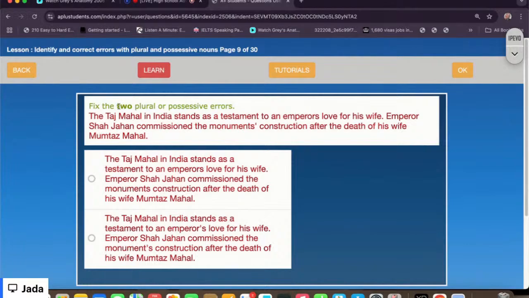Okay, so we're fixing the two plural or possessive errors here. The Taj Mahal in India stands as a testament to the emperor's love for his wife. Emperor Shah Jahan commissioned the monuments. Take note of this contraction after the death of his wife, Mumtaz Mahal.